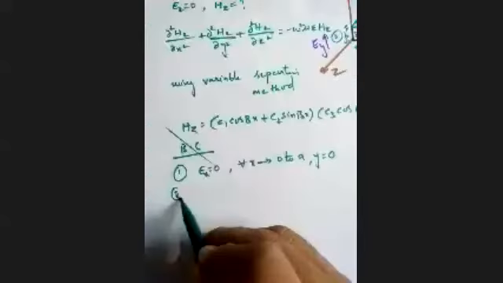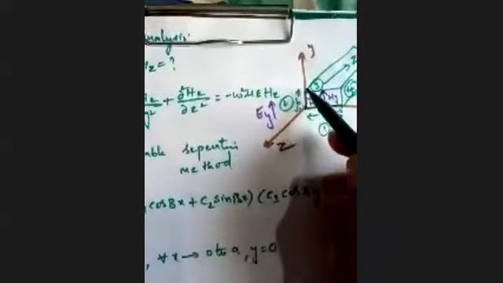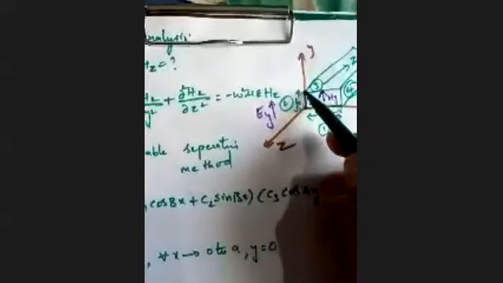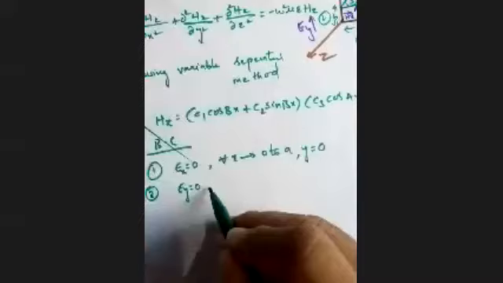Coming to the second boundary condition. So here x is equal to 0, y is varying from 0 to b. So what is the tangential component? Ey, right? Therefore, Ey is equal to 0 for x equal to 0 and for all values of y varying from 0 to b, right?